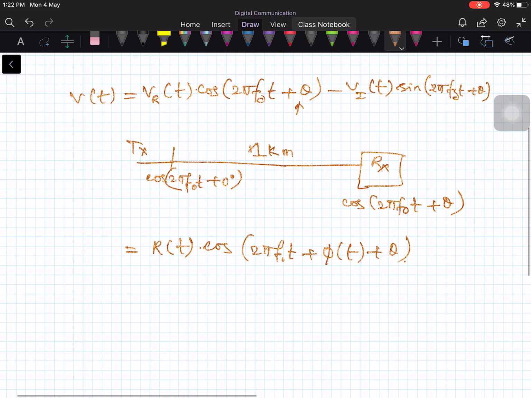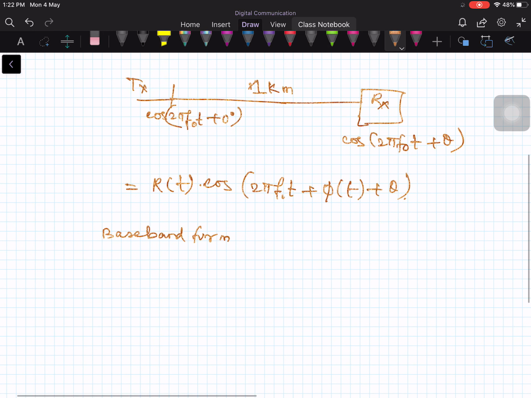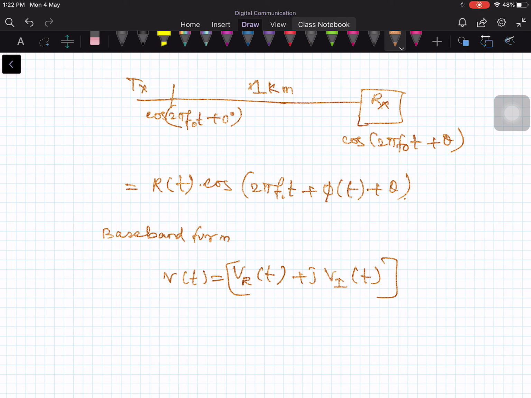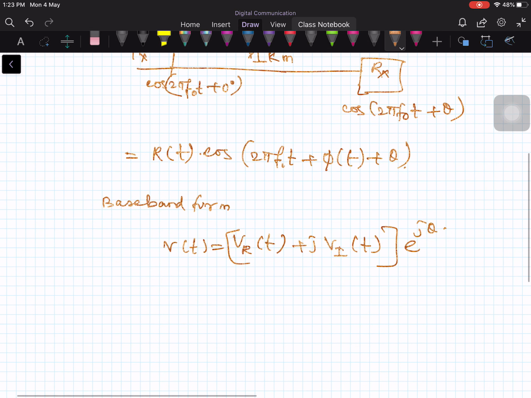Therefore the received signal I can represent, this is now a passband signal, let me put a tilde here. So in the baseband form, the received signal is denoted by v of t is equal to v sub r of t plus j times v sub I of t, multiplied by e power j theta. This is the phase shift. Now we need to take care of the phase offset. This is the phase offset.